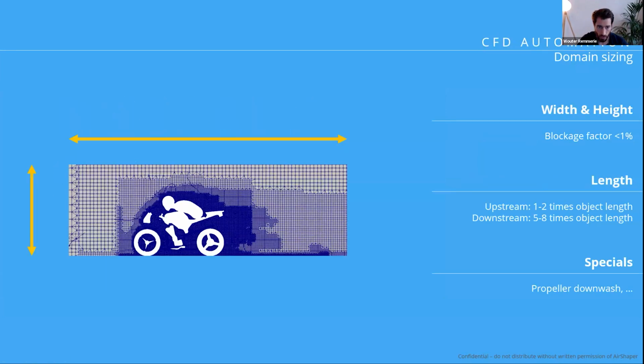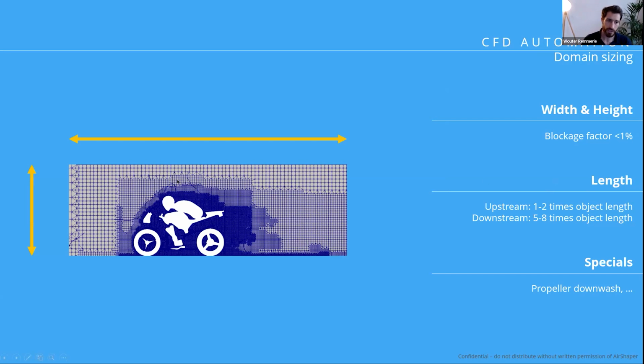The domain sizing. So we build a tunnel around your object, and there are a number of rules of thumb. I listed some indicative numbers, not the exact ones. I can't share everything, but first of all, if you look at the front view of this motorbike, we automatically size our wind tunnel so that the blockage factor is less than 1%, which means that the effect is almost negligible. Nevertheless, for our virtual wind tunnel, we still apply a correction factor to compensate for any blockage effects that we may have there.